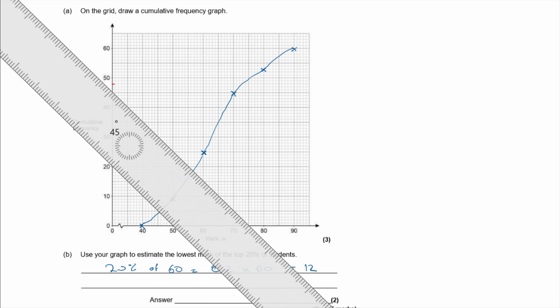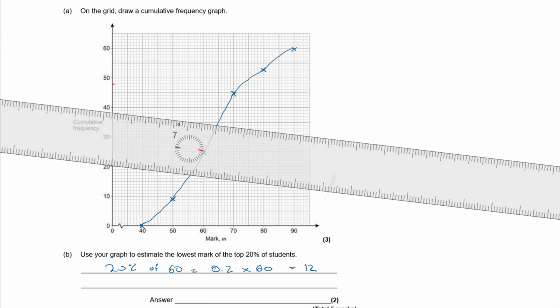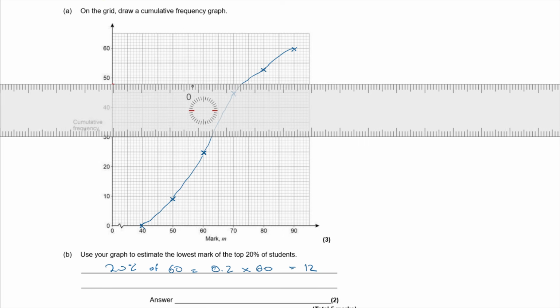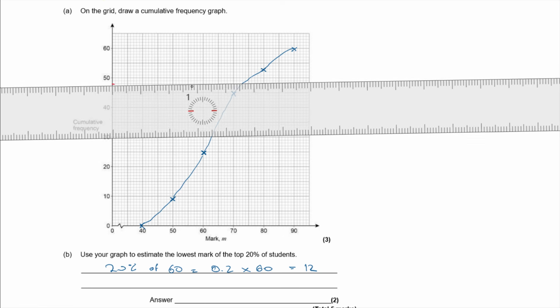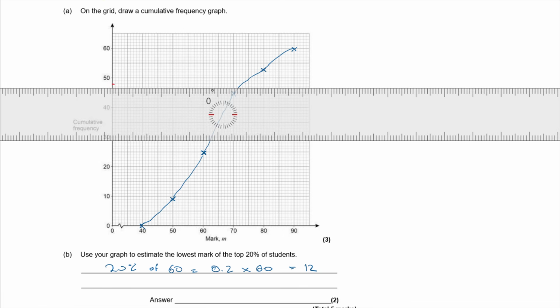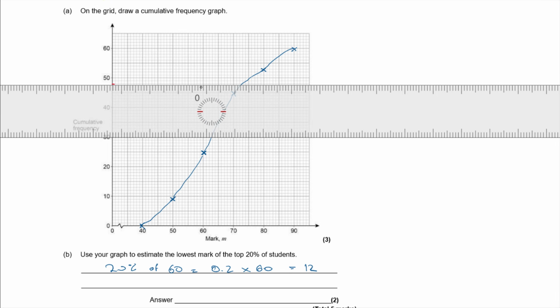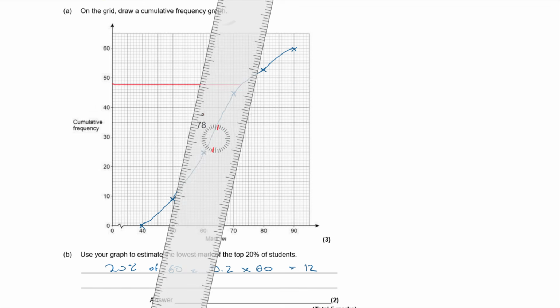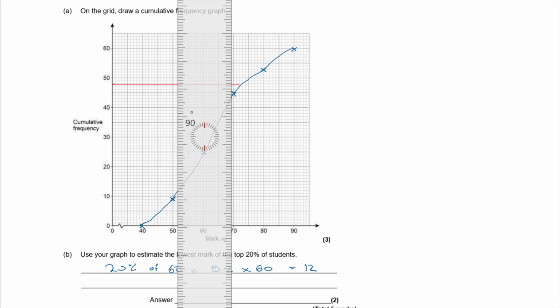So if I then read across from 48 until I hit my graph and down, that should tell me then what mark the bottom person in that group got. Okay, so just reading across to my graph, switch directions, read down.